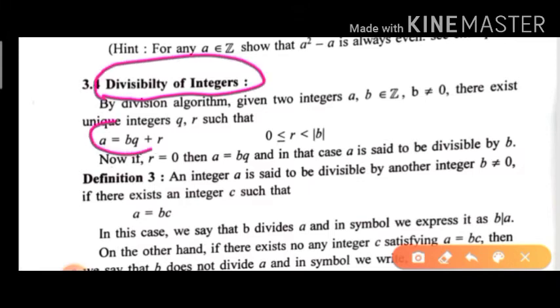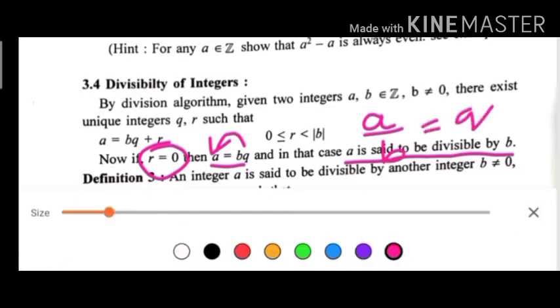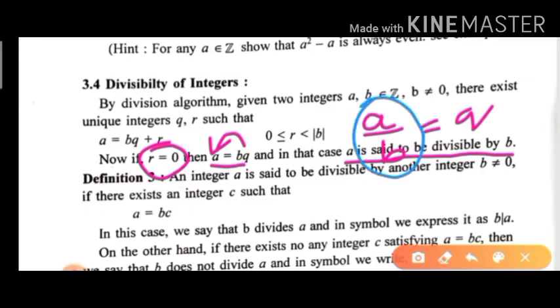We know a is equal to bq plus r. Now see, a is said to be divisible by b when r is equal to 0, that means a is equal to bq. Now you can see this b divides a, and how many times? b into q equal to a. That means a divided by b is equal to q. So here b divides a, and the answer is q. We get another integer q.